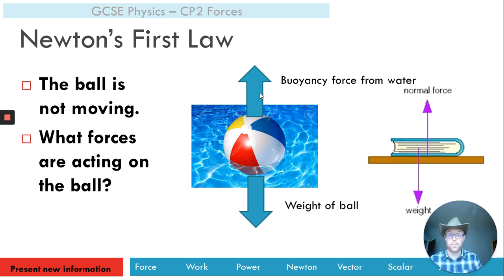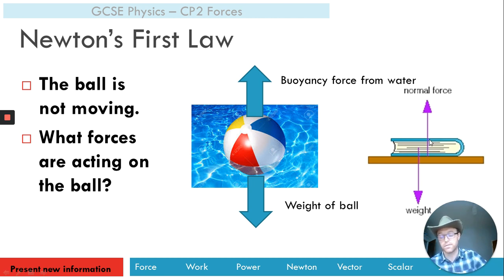We could use the example of a book on a table as well. We know that the force of gravity is acting on the book, so we have weight acting down, the weight force. The book doesn't fall through the table, so there must be something acting back up. We've got the normal force from the table acting on the book. Again, the forces are balanced, i.e. they are equal in size, but acting in opposite directions.